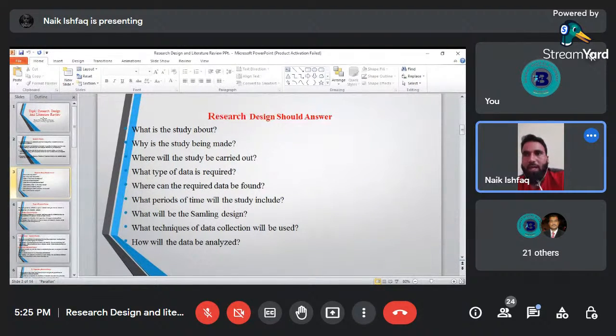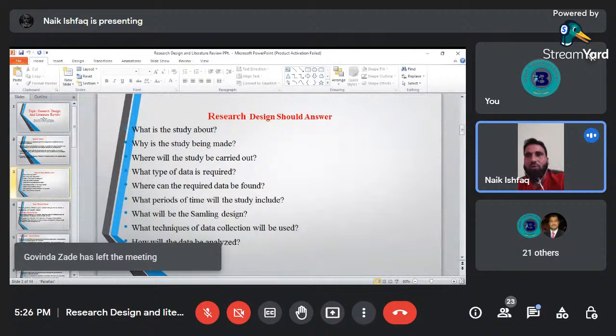And how the data will be analyzed, that means how the researcher is going to analyze the data, using tools such as SPSS, using Microsoft Excel tools, using central tendency such as mean, median, mode for analysis of the data.